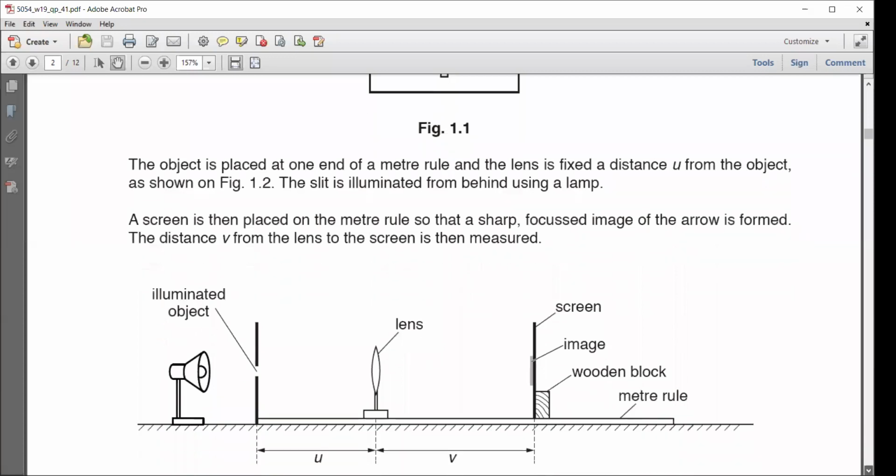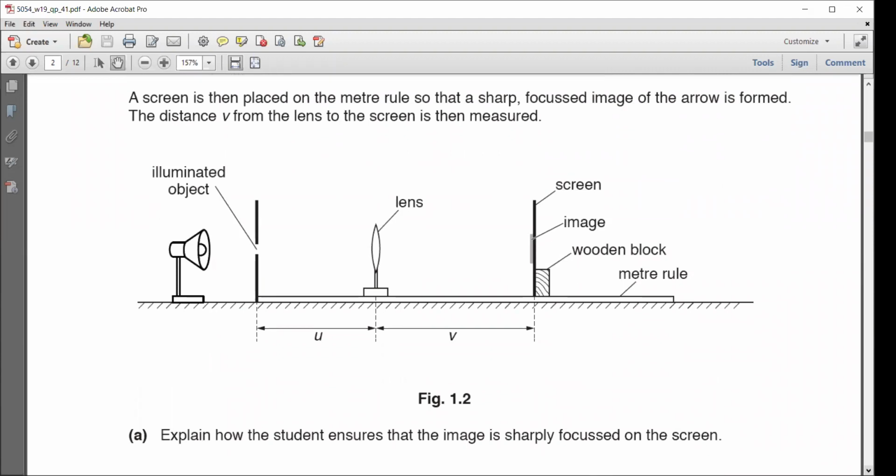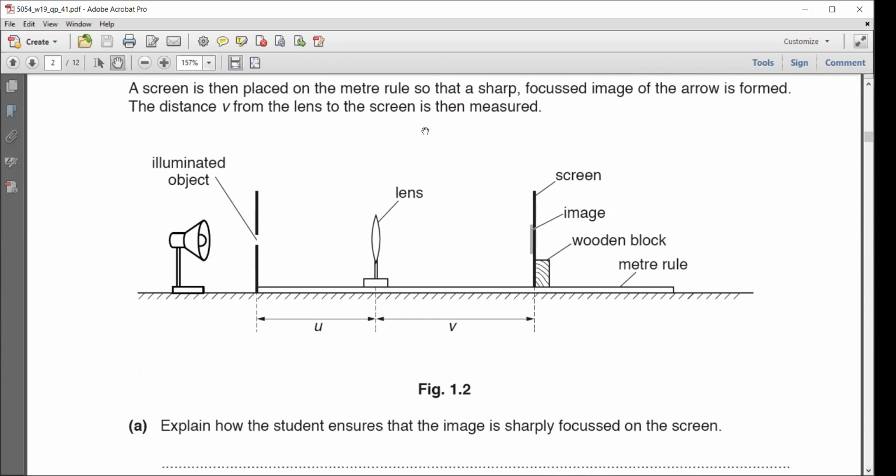Yeah. Look at the diagram. Screen, image. We did one experiment on this, right? Yes, sir, we did. It's related to measuring the focal length.